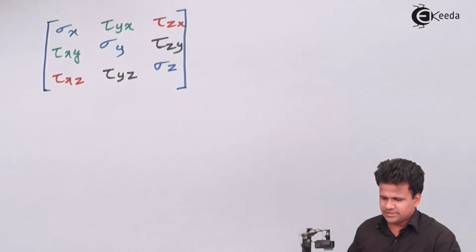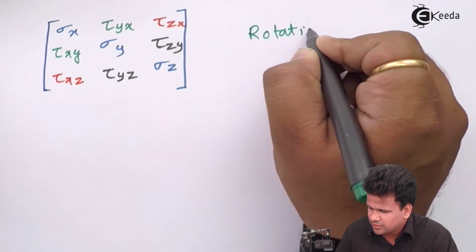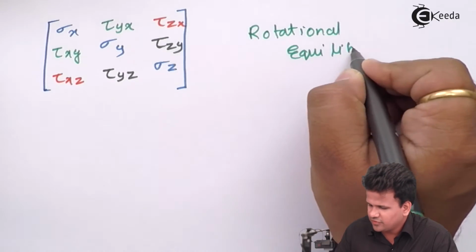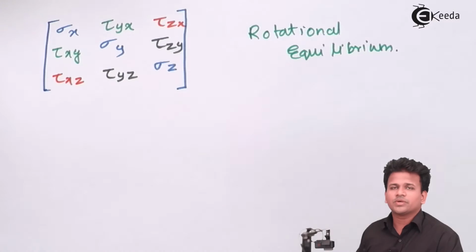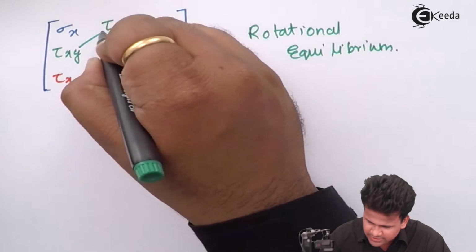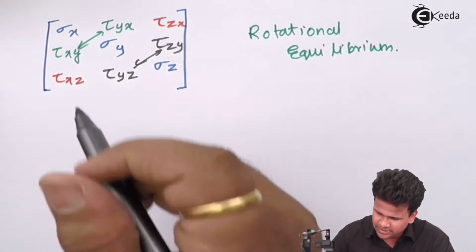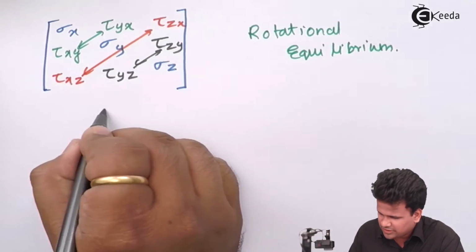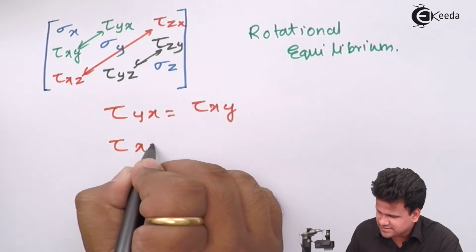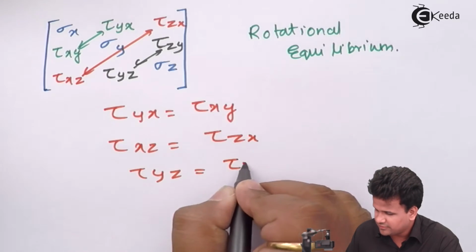Now this stress matrix, we are considering the rotational equilibrium. It is in rotational equilibrium. That means the fluid is irrotational. Irrotational means it is not rotating. Then these two quantities as well as these two quantities will be same. So tau of yx is equal to tau of xy, tau of xz will be equal to tau of zx, and tau of yz is equal to tau of zy.